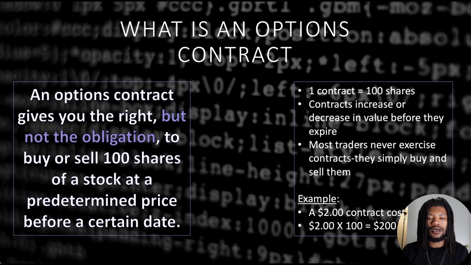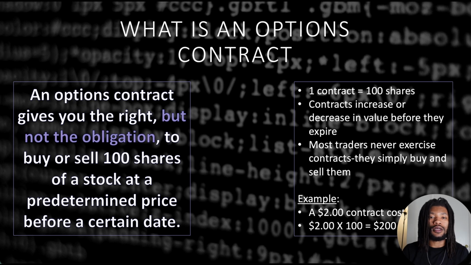So like I said, one contract equals 100 shares. Contracts increase or decrease in value before they expire. So if your bias is wrong, you think the market's going to go down and it actually goes up, it's going to decrease in value, and vice versa. If you think it's going to go up and it goes down, it's also going to decrease in value. But if you're right and you think it's going to go up and it goes up, then it'll increase in value. Most traders never exercise their contracts. What they do is they just buy and sell them.